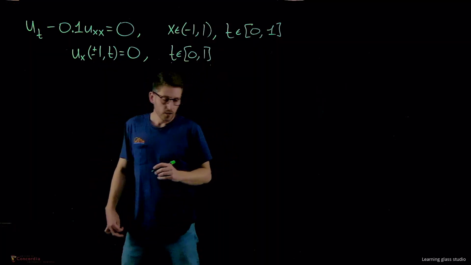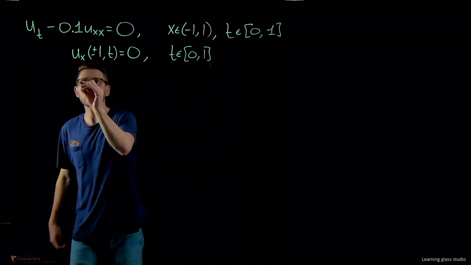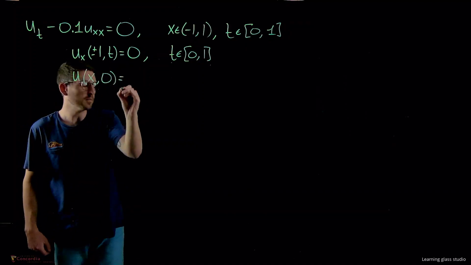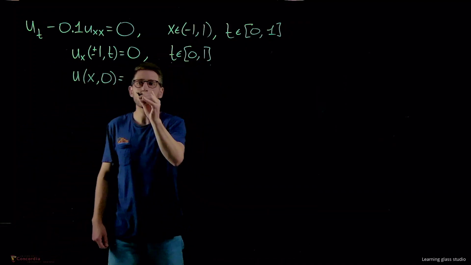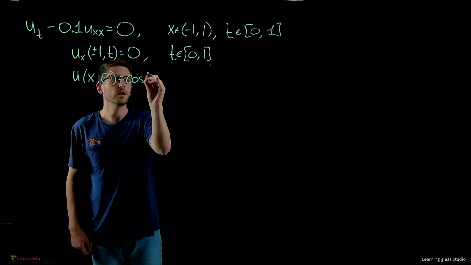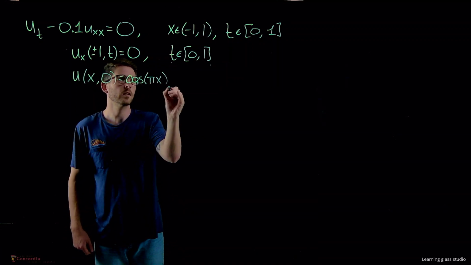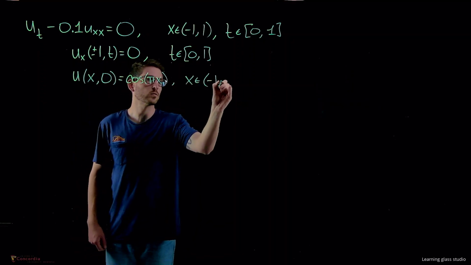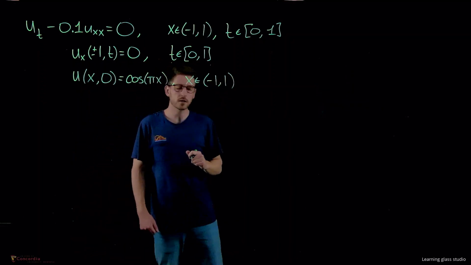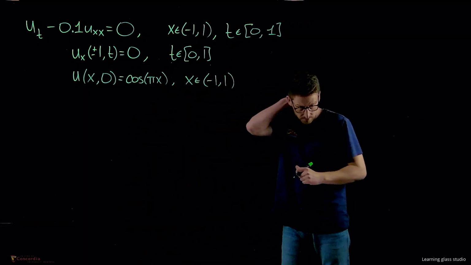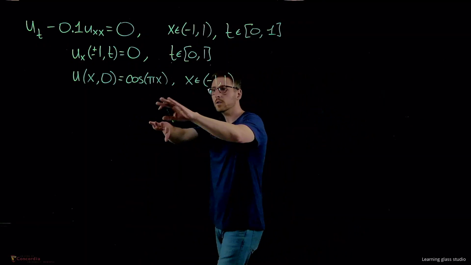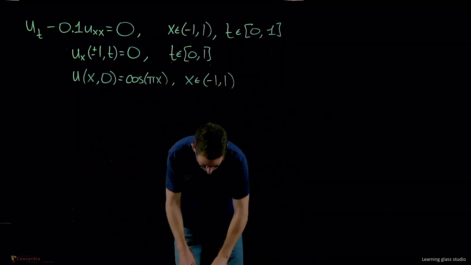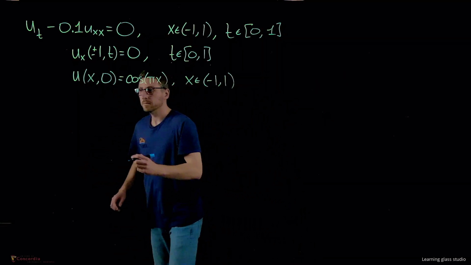And then, of course, we need to know how this thing is initialized as well, u of x comma 0. And in my case, let's just use a simple mode. Let's use cos of pi x, okay? And this is going to be for all x between -1 and 1. This satisfies the boundary conditions. We don't have to worry about any of these problems here. You can find the exact solution to this thing. In fact, I'll just tell you what the exact solution is.